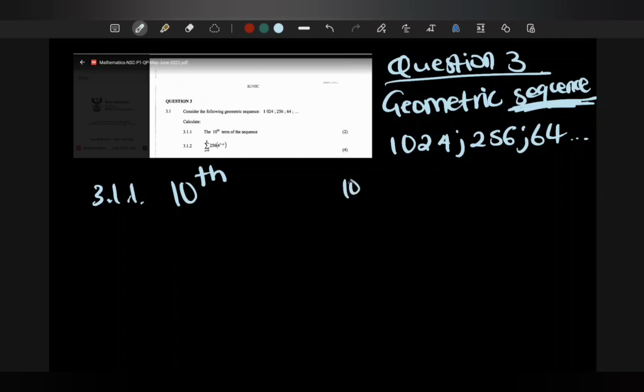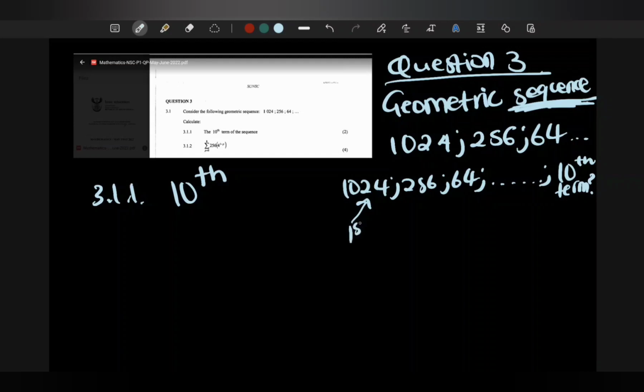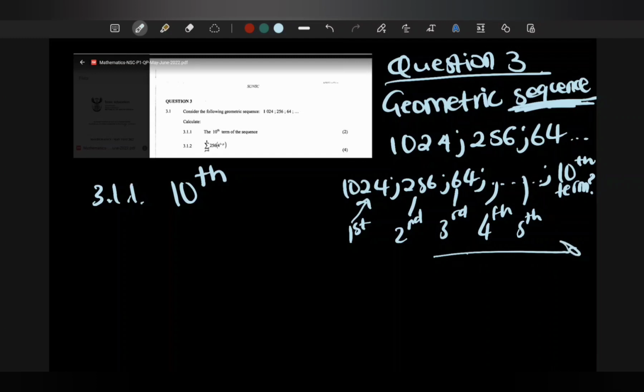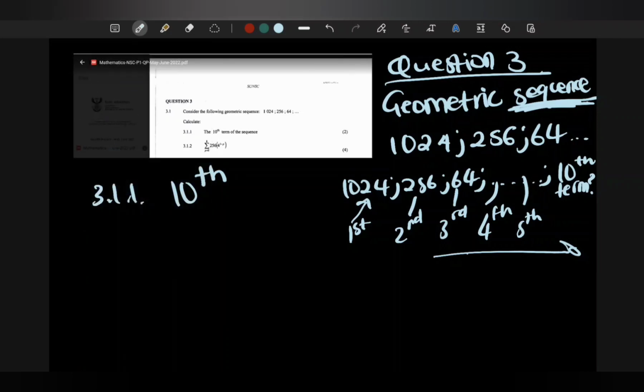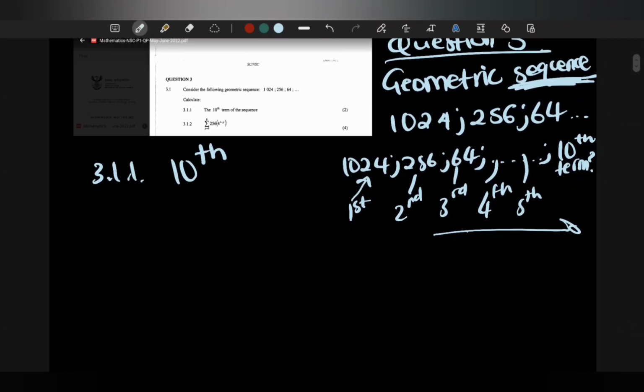So we have this sequence, and in this sequence they want the 10th term. They don't know what it is. We know our first term, our second term, our third term. We don't know the fourth term, we don't know the fifth, we don't know everything going that way. This question was 2 marks. 2 marks generally means it's not difficult, so you shouldn't spend 20 minutes on this question. It just shows you that it's not difficult.